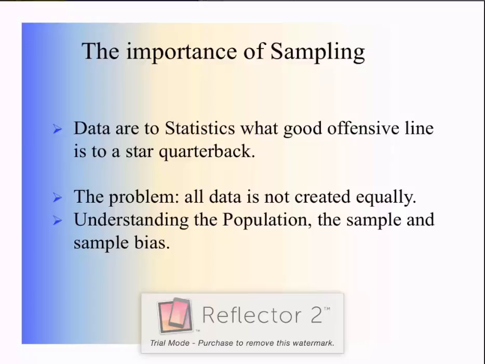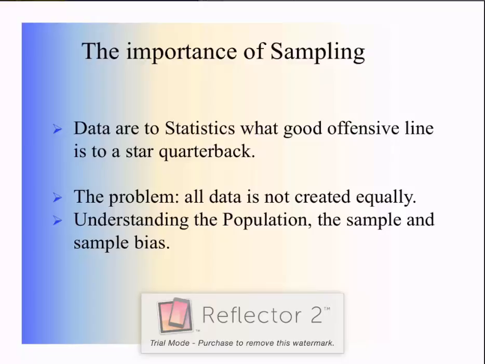So we say in statistics that good data is critical. Good data is just like the offensive lineman is to a star quarterback. There are a few things you've just got to get down. All data is not created equally. You need data that relates to the population to which you wish to generalize your study. So if you're a doctor and you would like to generalize your study back to a population of elderly people, then you should use elderly people in your study.